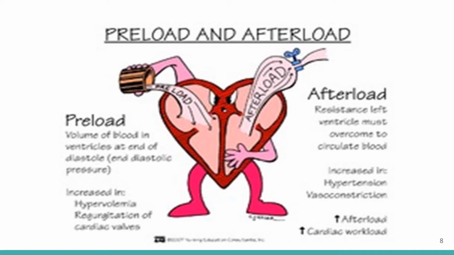So then afterload. If you look at the picture there, it's kind of showing a little clamp basically. You can look at it as a clamp or a door or whatever is the best visual for you. Some kind of constriction, something that's restricting the amount of blood, increasing the resistance out of the left ventricle. So afterload is the resistance the left ventricle must overcome to circulate the blood. So there's some type of resistance there.